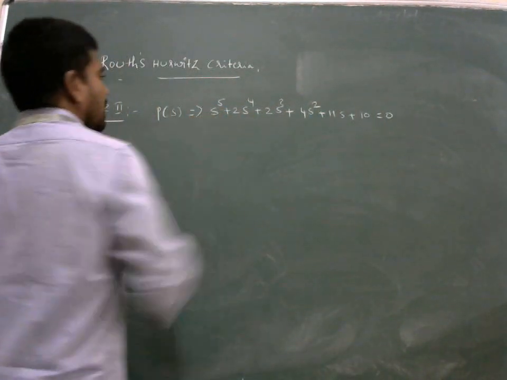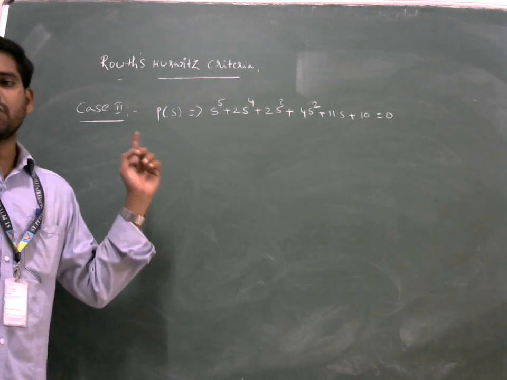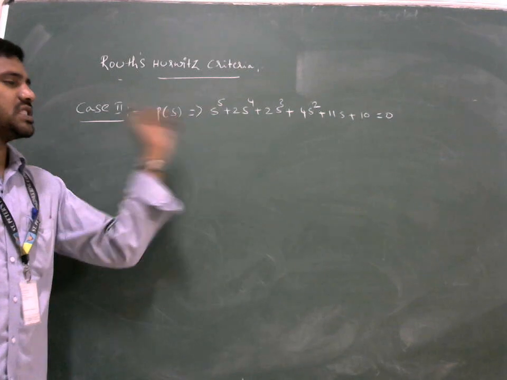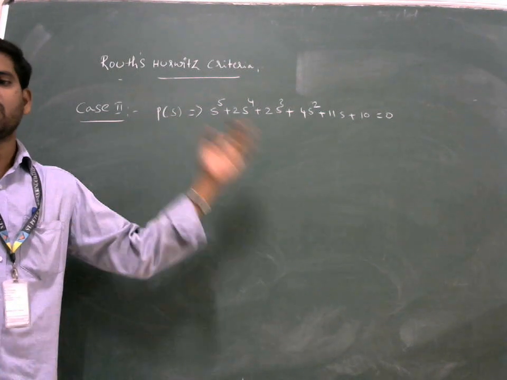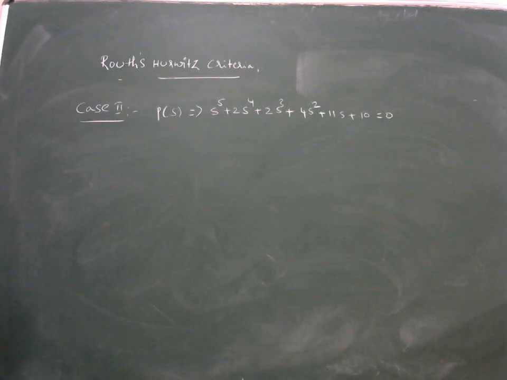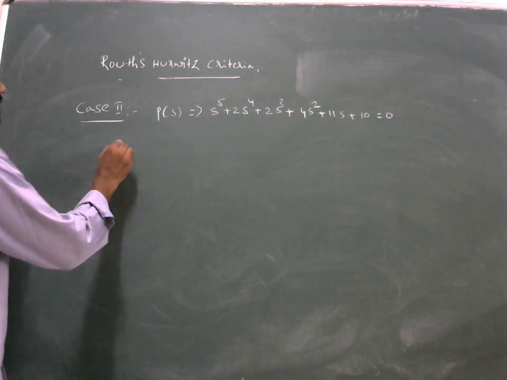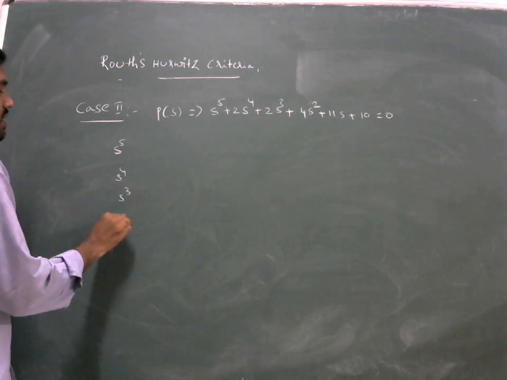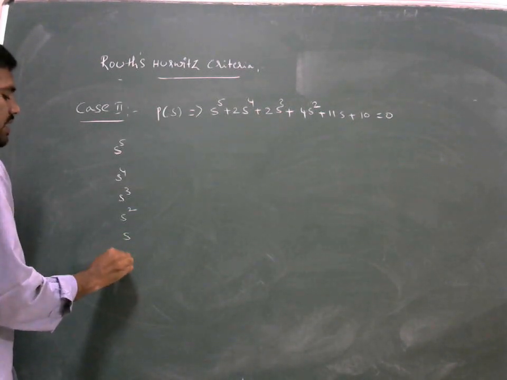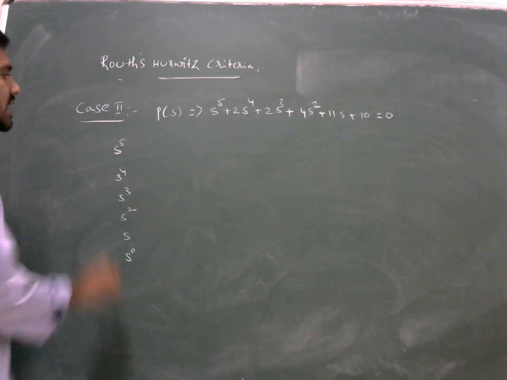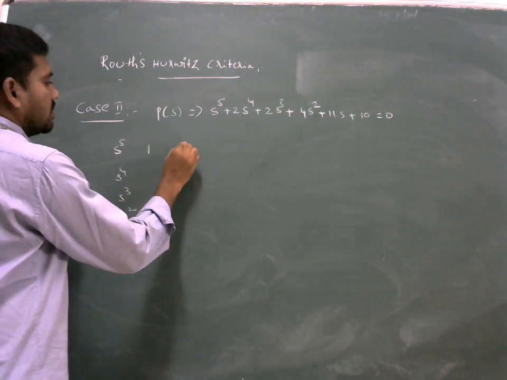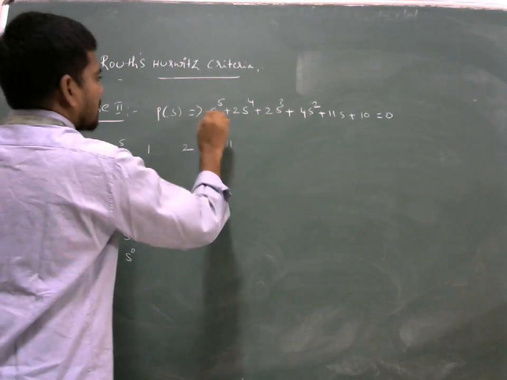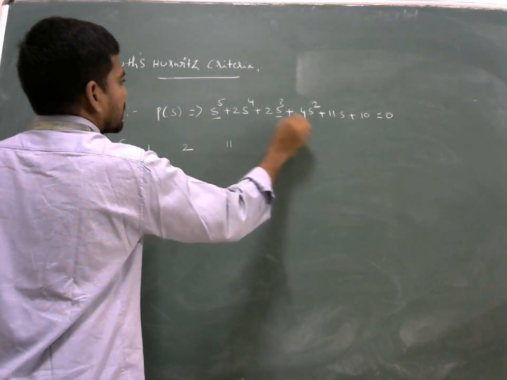This is the polynomial. Now the first thing we need to check is whether there is any missing term. There is no missing term, and at the same time there is no negative coefficient, so we can write the Routh array. It starts from S power 5, S power 4, S cube, S square, S, and S power 0. Now for S power 5: 1, 2, 11, all the coefficients of S power 5, S cube and S.